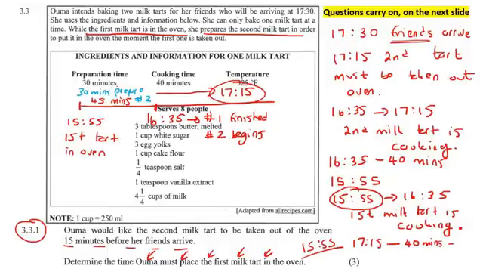Minus, in fact, you would start at the 17:30, and you would take away 15 minutes, and then you would take away 40 minutes, and then you would take away 40 minutes again. And you would arrive at this time of 15:55.